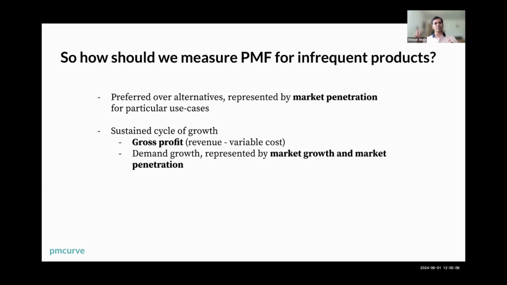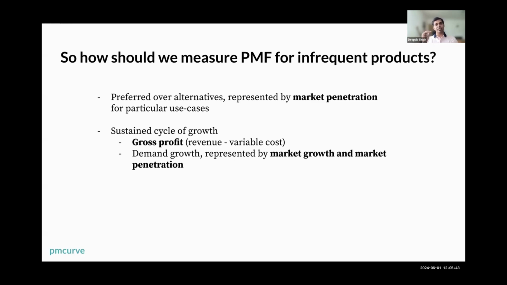And I'll say the same when it comes to measuring PMF of infrequent products. If you know the definition of PMF, the necessary and sufficient condition of PMF, you just need to go back to that definition to answer this question: how do you measure PMF for infrequent products? For example, preferred over alternatives would usually be given by the share of the market either staying the same or growing for some particular use cases. Because if I'm Cars24 and I'm not preferred over alternatives, my share is going to go down.